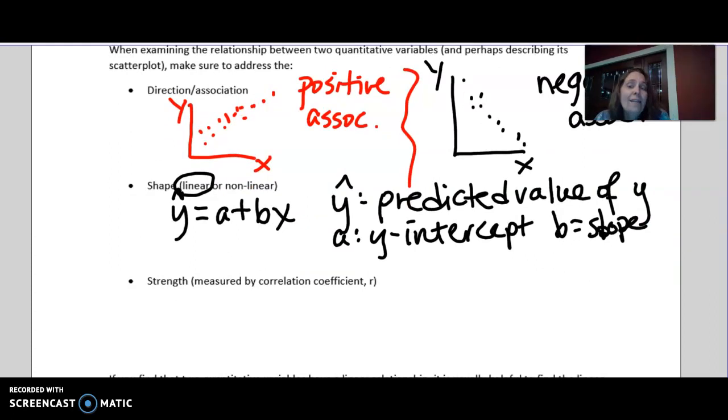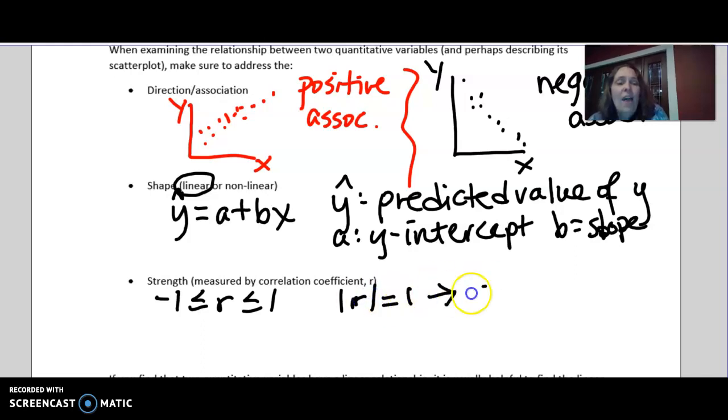To be honest, R can be figured out for any relationship that you have, but it really is only meaningful when you have a linear one. The formula is on the packet that you have. You do not need to memorize that. I can't imagine they would ever ask you to find it other than from computer output, and I'm going to show you how to do that in just a minute. But a couple things to remember is that R always sits between -1 and +1. If R has an absolute value of 1, that is the strongest possible relationship.